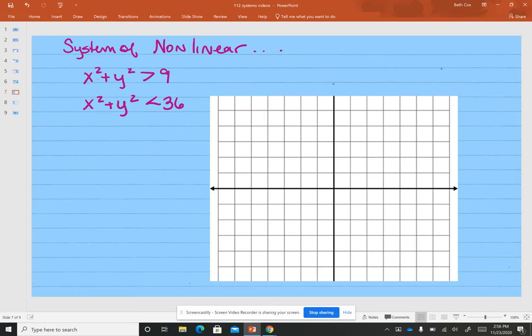This one is a system of nonlinear inequalities. Okay, this one's different. We have two of them, and we have to shade them, and we're shading the part that goes with both. Right, now, the first one is a circle, and the second one is also a circle. So we have two circles.